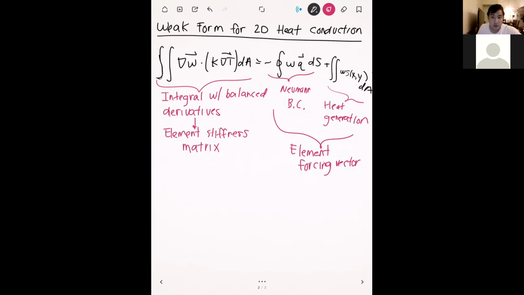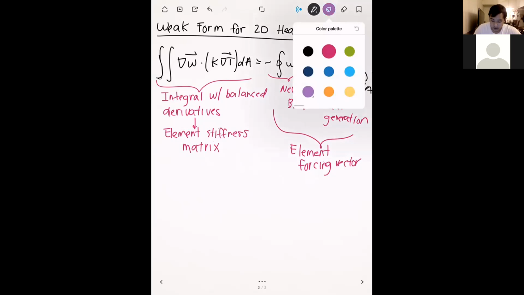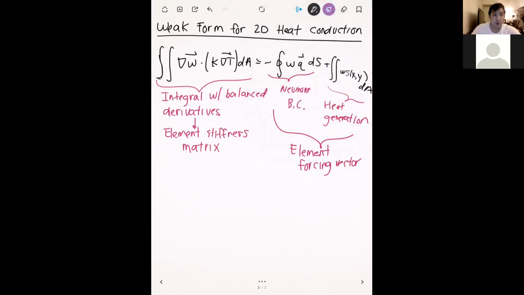Okay, so the question in the chat is, what do I mean by a balanced derivative? Yeah, it's a great question. Remember when we did 1D cases, when we multiplied by our weighting function, and then multiplied that by the second order derivative on the temperature, we had this kind of unbalance of derivatives where our weighting function had no derivatives, and our temperature term had two derivatives. Okay? And so the way that manifests in 2D are these two terms right here.